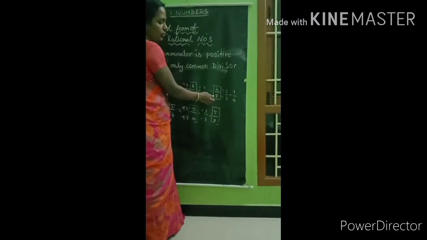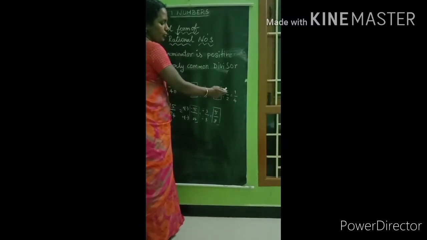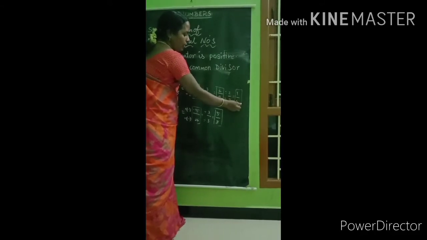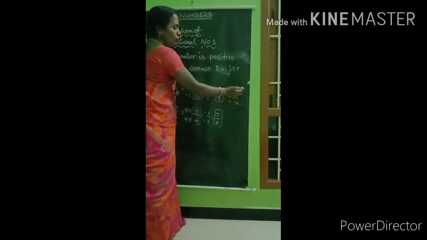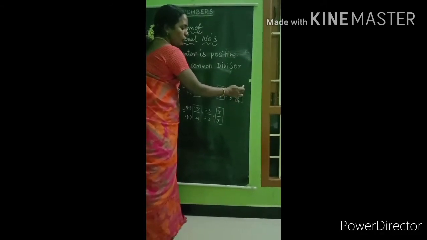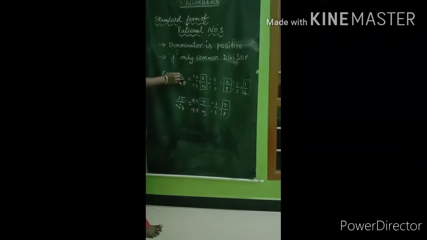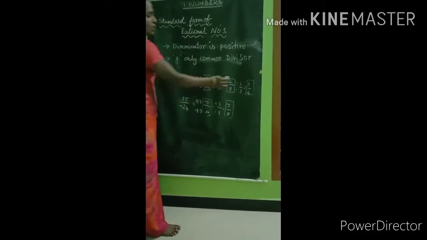We get 2 by 8. 2 is also an even number, so divide by 2 and 2. We get 1 by 4. That 1 by 4 does not have any common divisor. So 1 is the only common divisor for 1 and 4. So that is the standard form of the first quotient. So the standard form of 12 by 48 is 1 by 4.